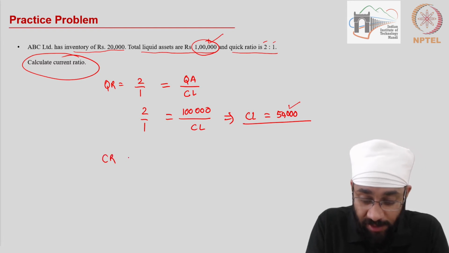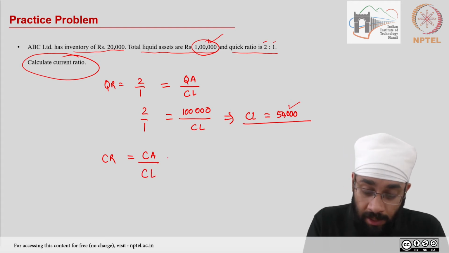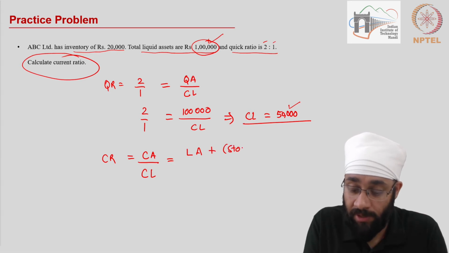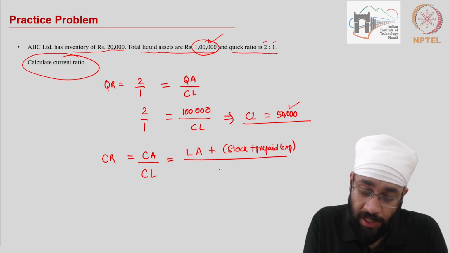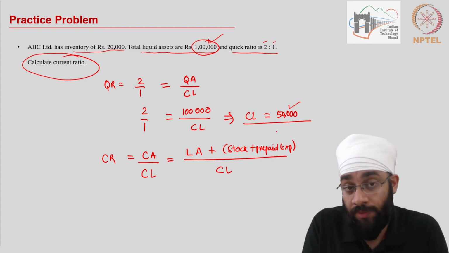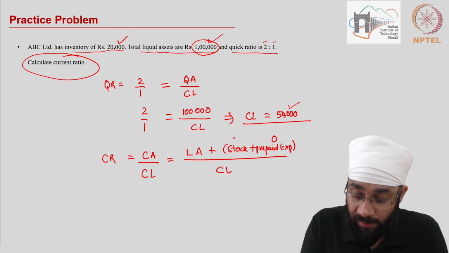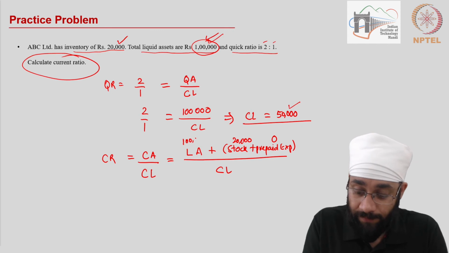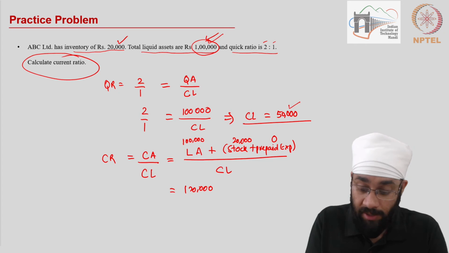The current ratio is equal to current assets divided by the current liabilities. Current assets are equal to liquid assets plus the stock and the prepaid expenses. We don't have information about the prepaid expenses, so we're just going to assume that to be 0. Stock, on the other hand, is given to be 20,000. We write it here. Liquid assets are 100,000. Therefore, we have 120,000 as the total current assets.